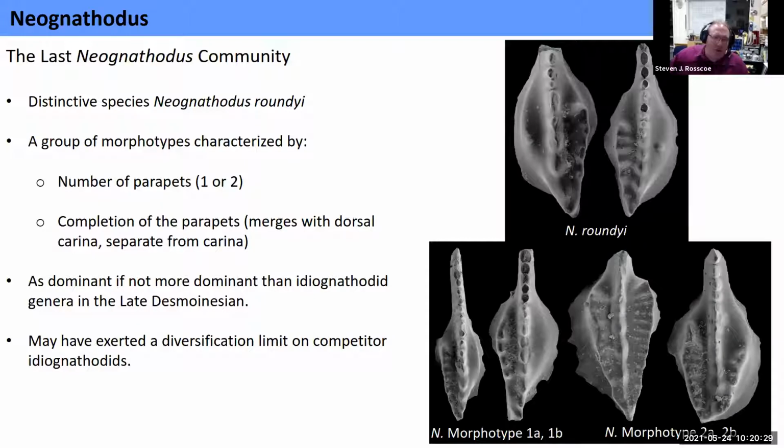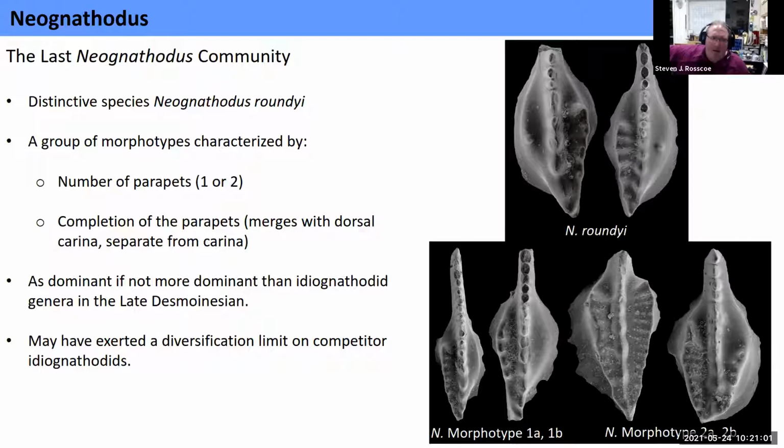So while we'll focus on Idianathodus and its variation through time, we're also going to have to take notice of the extinction of Neonathodus, and we do capture a very nice Neonathodus community in the Lost Branch Formation. Very typical Neonathodus roundi found here, and a pretty wide variety of other Neonathodus morphotypes, which I've essentially clumped into two groups.